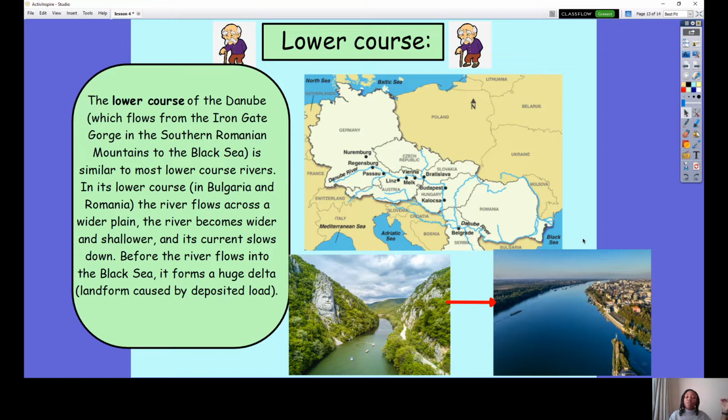You remember in its upper course, it was a very fast flowing river with white water. As it reached the middle course, it started to expand. The riverbeds became lower and the river became wider, almost a mile long. Now it's in its lower course, it's even wider. It's its widest and it's its slowest.